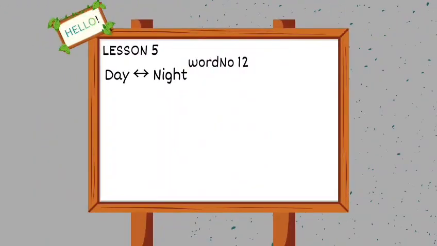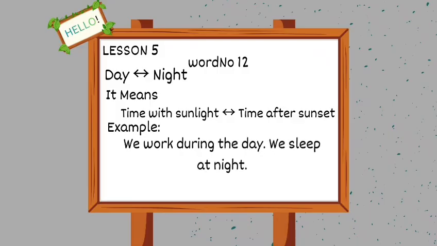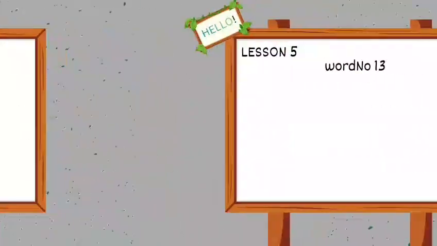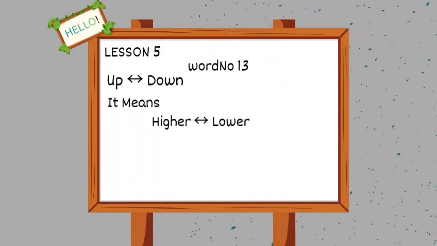Word number 12. Day, night. It means time with sunlight, time after sunset. For example, we work during the day, we sleep at night. Word number 13. Up, down. It means higher, lower. For example, look up, look down.